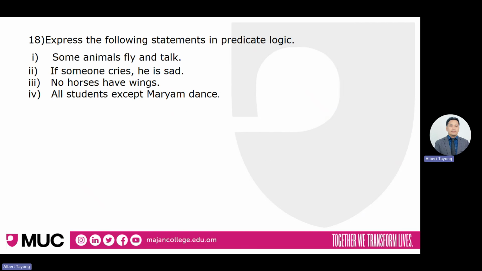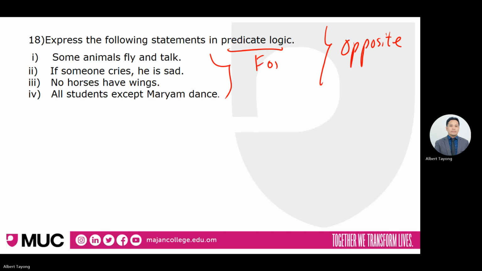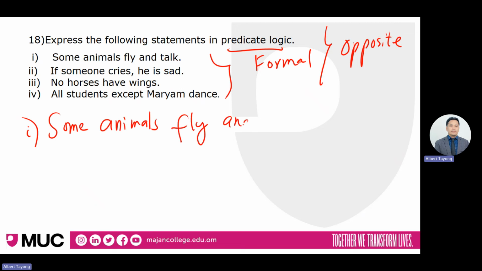All right, let's proceed to number 18. This is the opposite. Here we have the English sentences. We will change to the predicate form or the formal form. Right, so let's answer number 1. Number 1, some animals fly and talk.